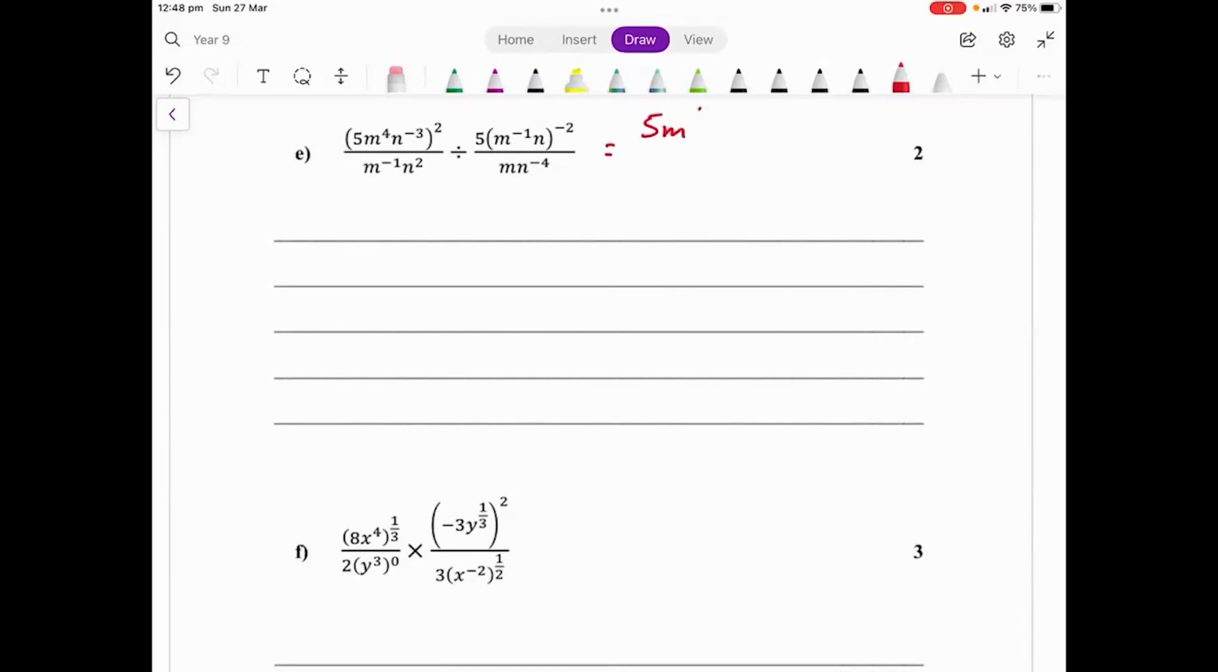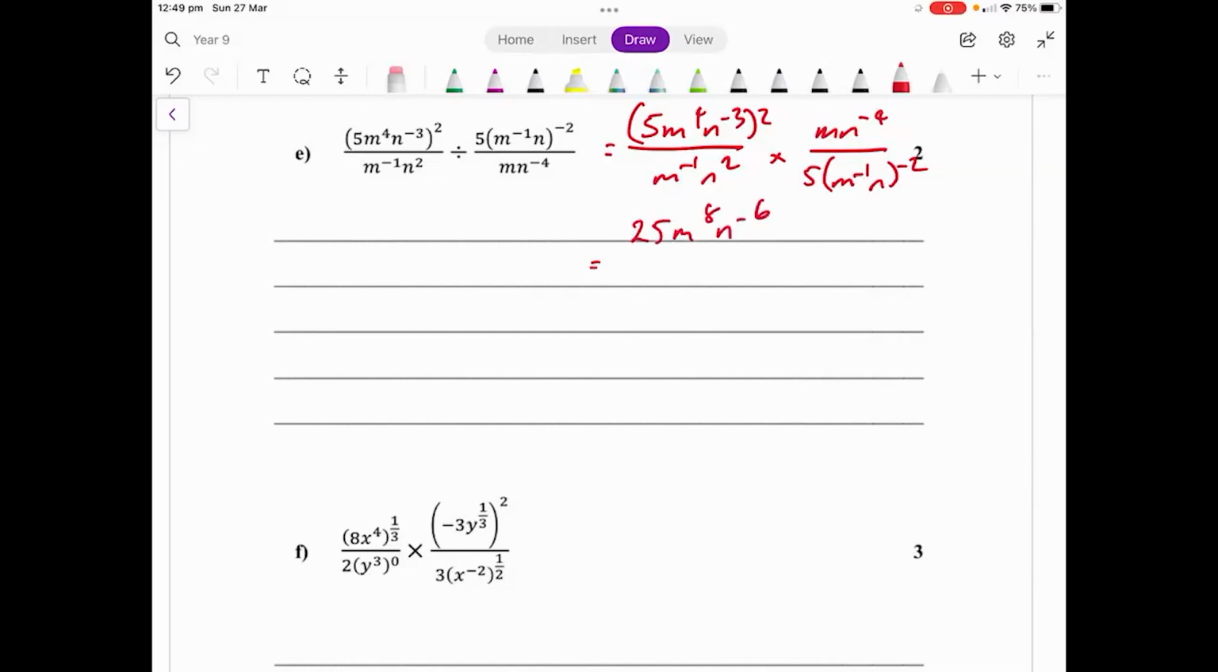So 5 squared is 25. 4 times 2 for the powers of m gives me m to the power of 8. Minus 3 times 2 gives me n to the power of negative 6. For the brackets on the bottom right, I do minus 1 times minus 2, that gives me m squared. And 1 times minus 2 gives me n to the power of minus 2.